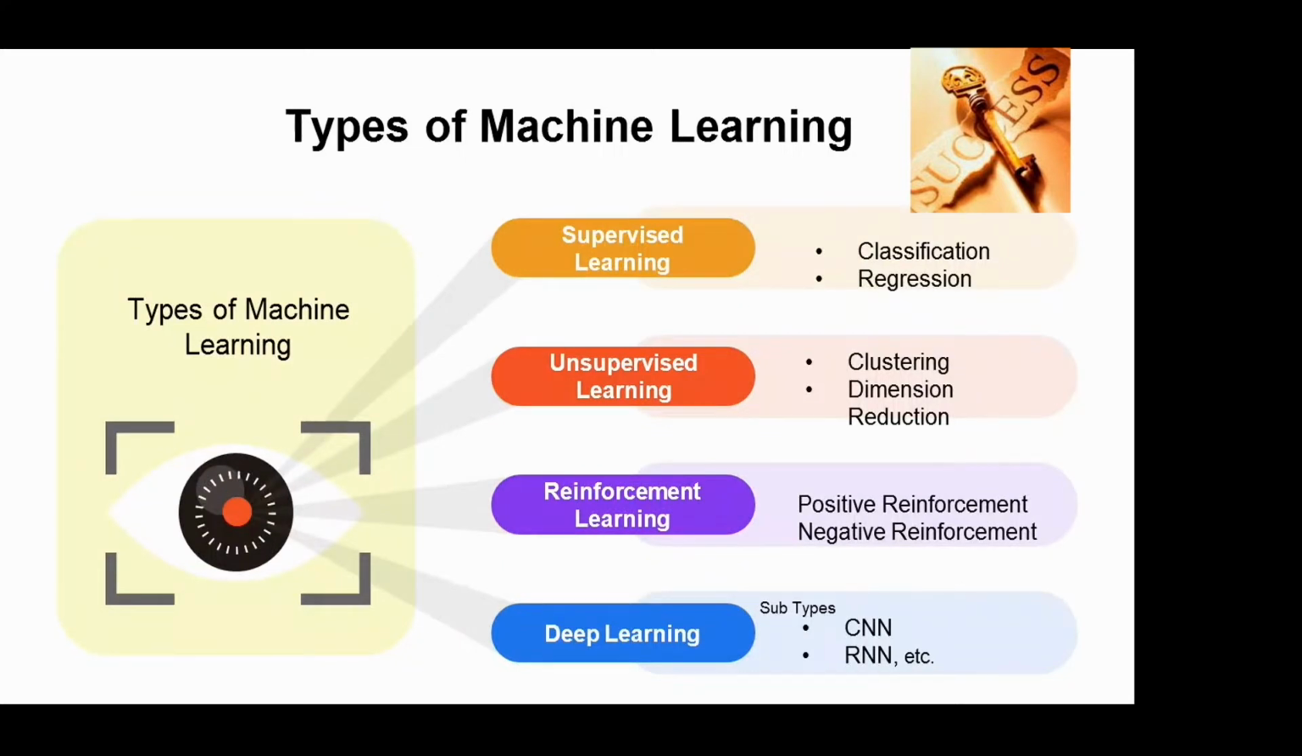So there are four types of ways in which machines can be trained, so that the machine will be able to perform prediction and recognize objects. With the help of these four types of learning, we are giving proper training to the machine.